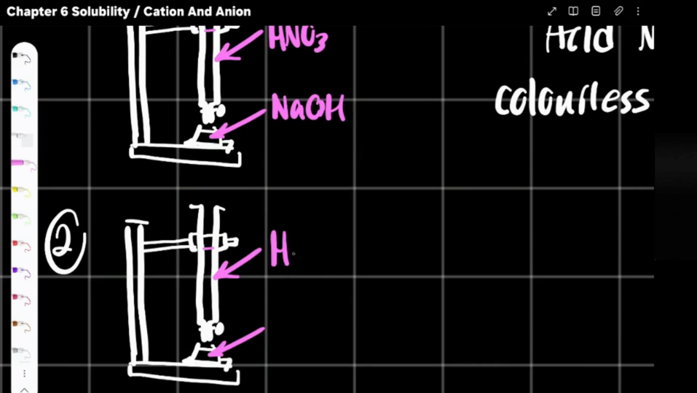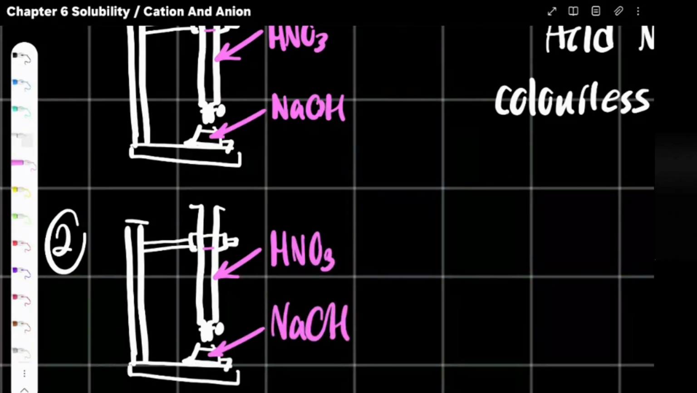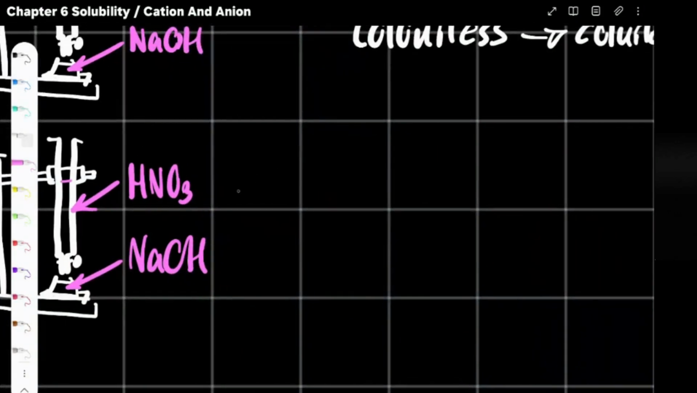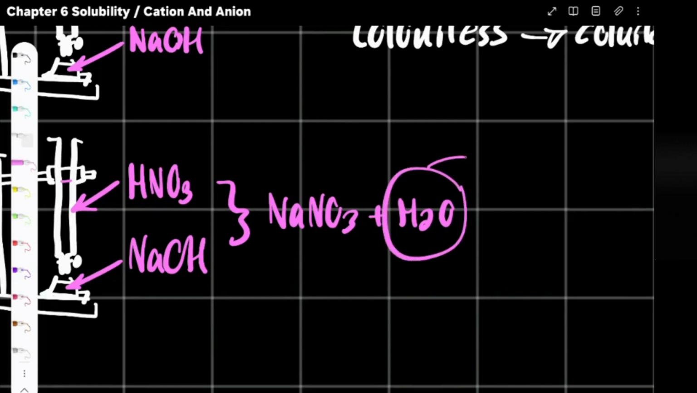Then we're going to find that we get the salt. And what is the salt? Remember, if you add both of these, you're going to get NaNO3 and also water. Do we want water? No. So what process are we going to go through? Crystallization. Okay, crystallization.